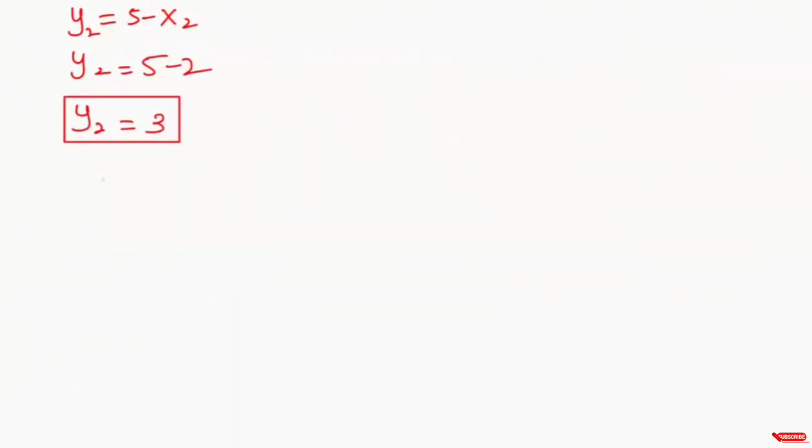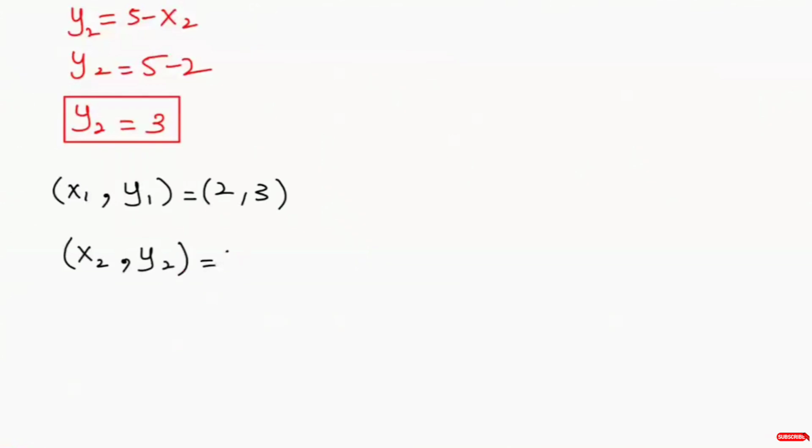Till here we get the x1 and y1 values. Now we haven't found the value of m yet. The x1 and y1 values we have are 3 and 2, and the x2 and y2 values we have are 2 and 3.